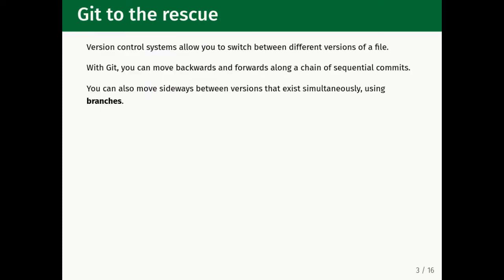Fortunately, Git offers us a solution to this problem. We can use something called branches to track different versions of the same project. Along with commits, branches are one of the most important features of Git, so in this video we'll take a look at what they are and how they work.